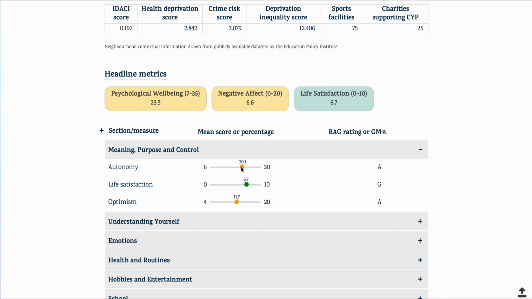Again, the colour coding, hopefully nice and intuitive. It's amber, so it's in the expected range, and it reinforces it there for you just in case. So the colour coding is always the same as the indication here. And as you can see, again, life satisfaction matches up. It's colour coded green because it's higher than the expected score for GM as a whole.